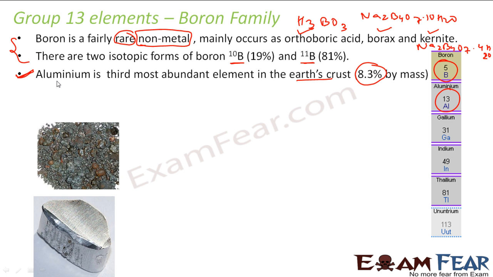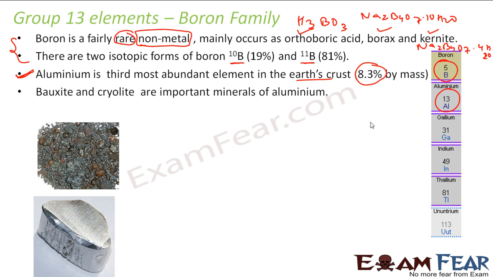This is aluminium now. And for aluminium, bauxite and cryolite are the minerals of aluminium. The bauxite formula is Al2O3.2H2O. This is my bauxite. And cryolite is Na3AlF6. This is the formula of cryolite.